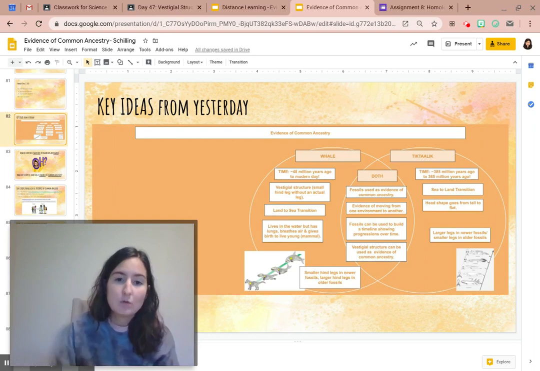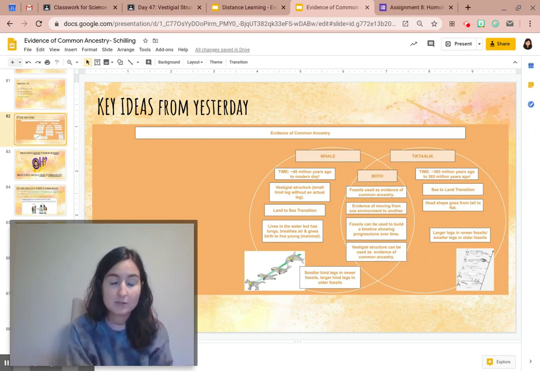So something that they both actually share in common is that fossils are used as evidence of common ancestry. So we learned about both the Tiktaalik and whale based on their fossils. They both show evidence of moving from one environment to another. You guys had really great questions, really great wonderings about why they might have moved from one environment to the other. That'd be something I'd be interested in exploring. And then also fossils can be used to build a time progression showing a progression over time.